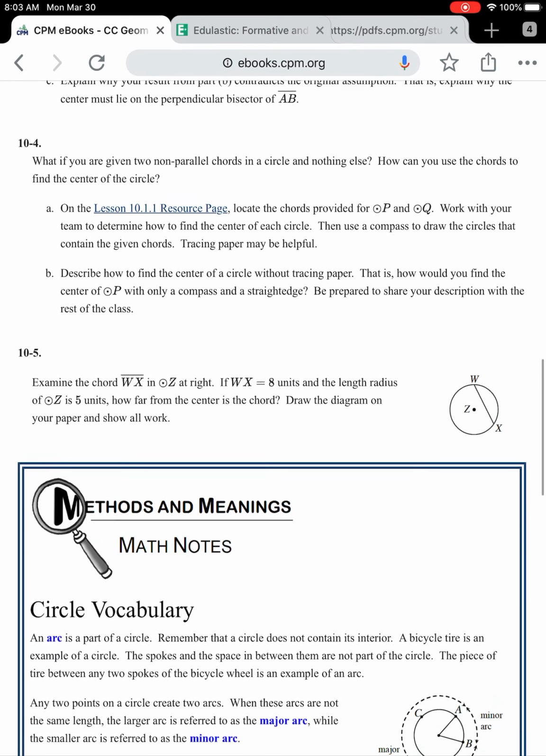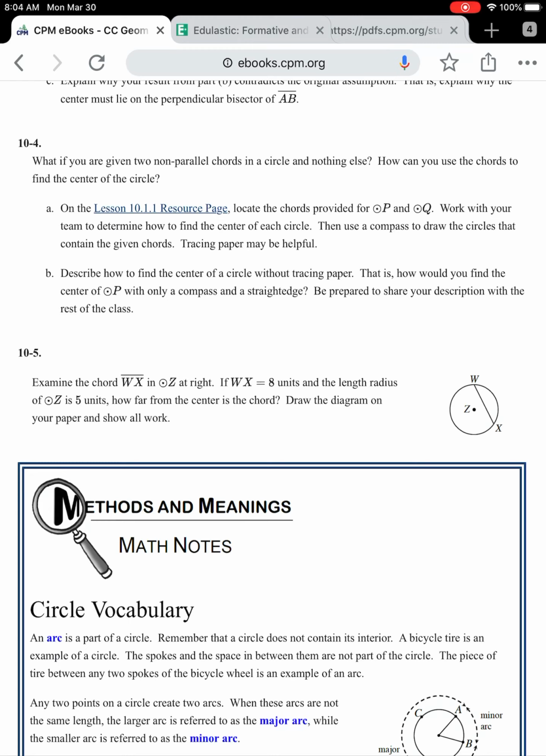Problem 10.5 was one last good one, using what we know now about chords a little bit. It would require drawing a triangle from Z to X or Z to W, and then making it a right triangle so that it used only half of WX as its base. And by doing that, you would know that half of WX was 4 units, and then the radius from Z to W would be 5 units, so you know two sides of that triangle.